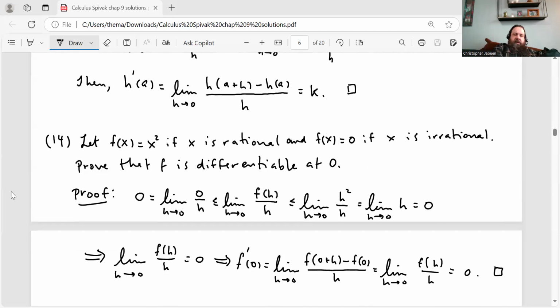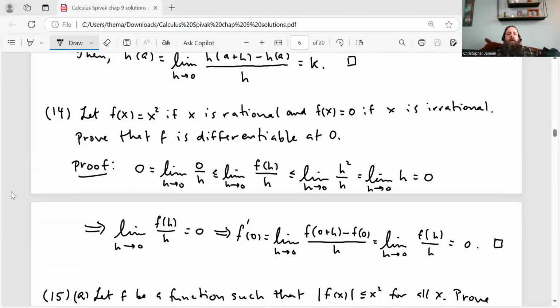Question number 14. Let f of x equal x squared if x is rational and f of x equals 0 if x is irrational. Prove that f is differentiable at 0. So here, 0 equals limit h goes to 0 of 0 over h, less than or equal to limit h goes to 0 of f of h over h, less than or equal to limit h goes to 0 of h squared over h, which is equal to limit as h goes to 0 of h, which of course is 0.